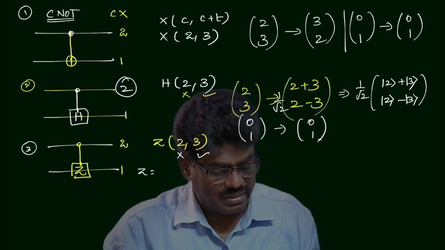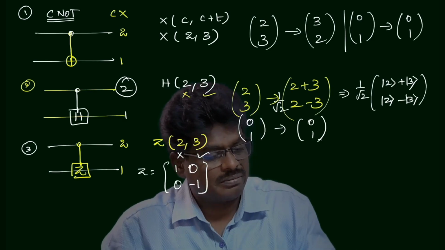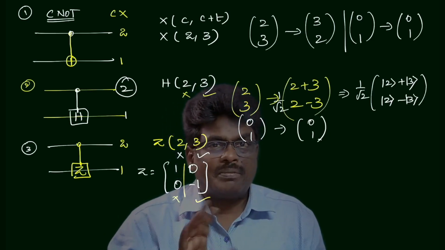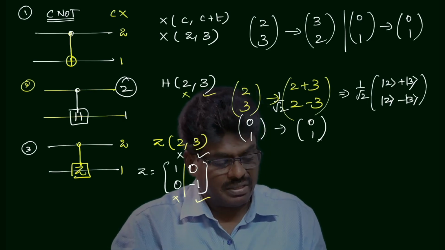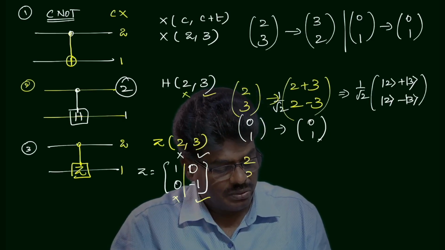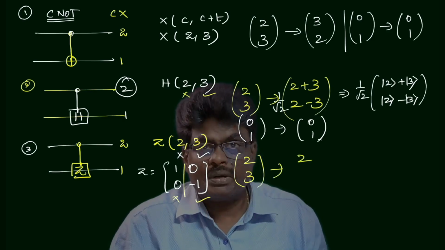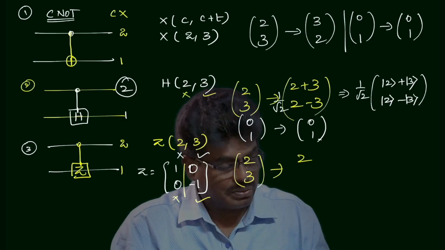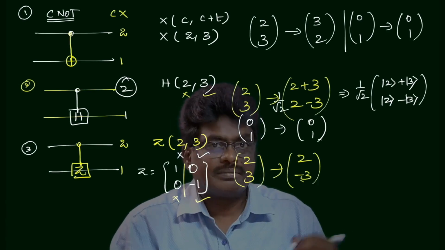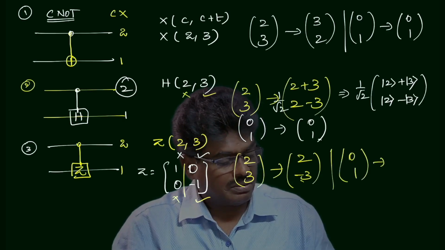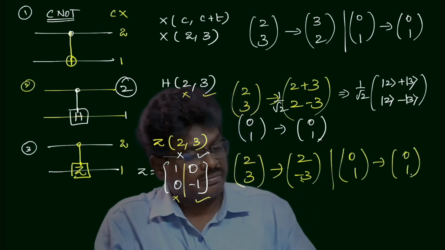And you know what is the Z operator? 1, 0, 0, minus 1. Off and on. So Z won't flip anything. It will give the same state with the phase changes. That's it. That means 2, 3. The first column 1, that's why 2 only. Second column you have minus 1, that is minus 3. Clear? And 0 1. So this is no change, 0 1.